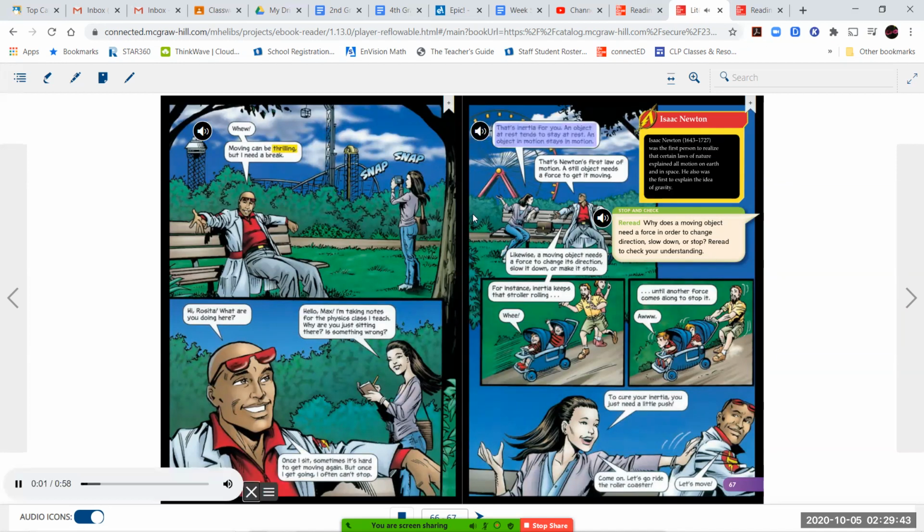That's inertia for you. An object at rest tends to stay at rest. An object in motion stays in motion. That's Newton's first law of motion. A still object needs a force to get it moving. Likewise, a moving object needs a force to change its direction, slow it down, or make it stop. For instance, inertia keeps that stroller rolling. Whee! Until another force comes along to stop it. Aww. To cure your inertia, you just need a little push. Come on, let's go ride the roller coaster. Let's move. Isaac Newton.